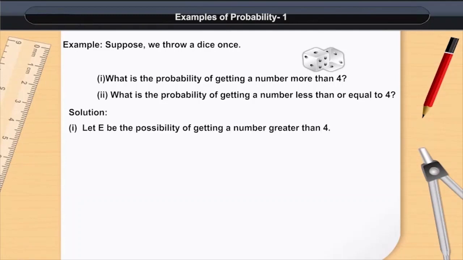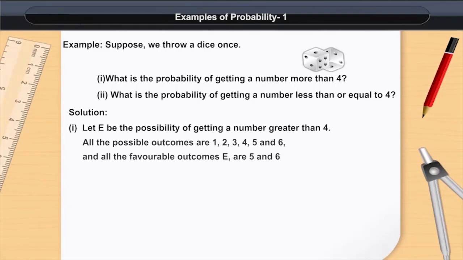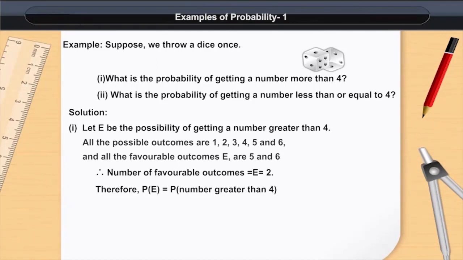Solution. 1. Let E be the event of getting a number greater than 4. All the possible outcomes are 1, 2, 3, 4, 5 and 6, and all the favorable outcomes for E are 5 and 6. Therefore, the number of favorable outcomes for E is equal to 2. Therefore, P(E) = P(number greater than 4) = 2/6 = 1/3.